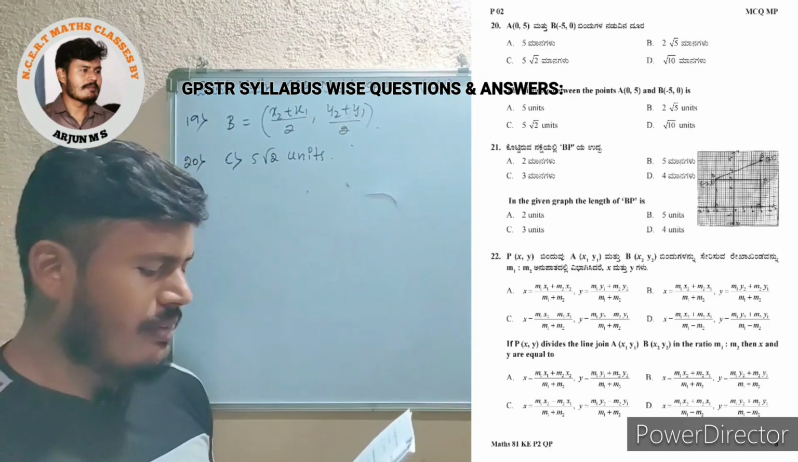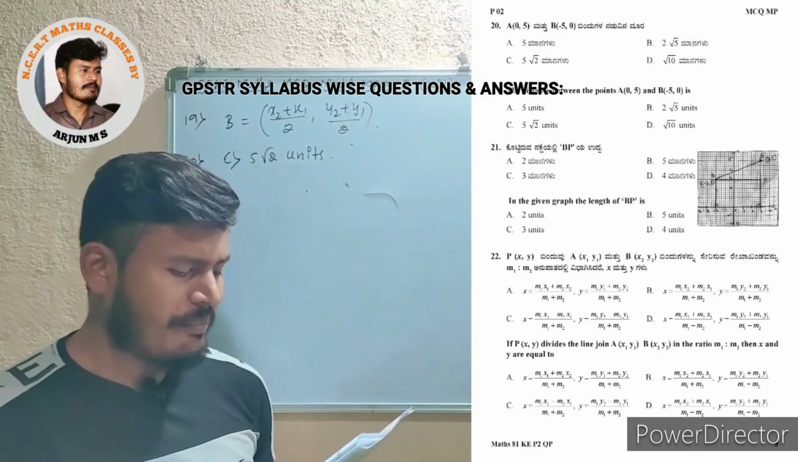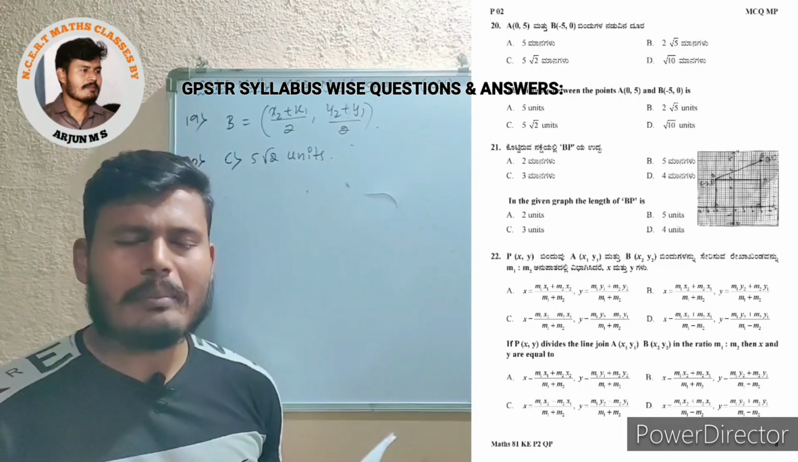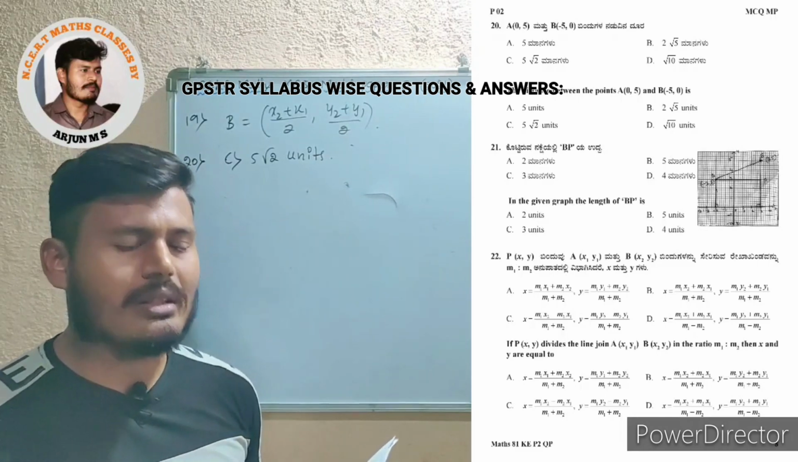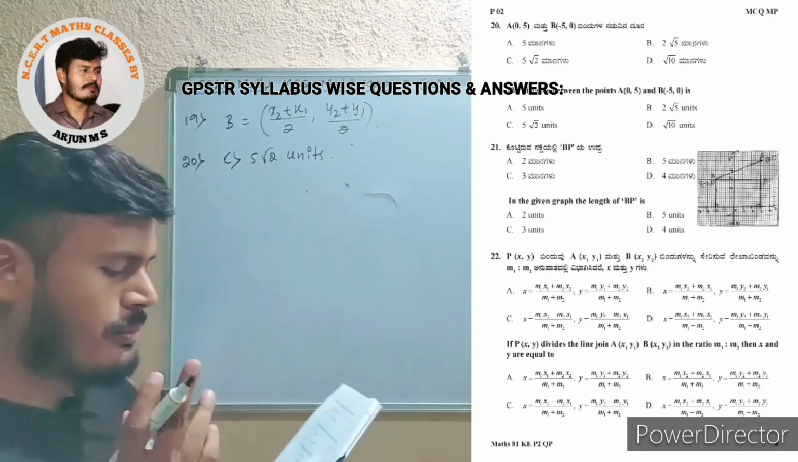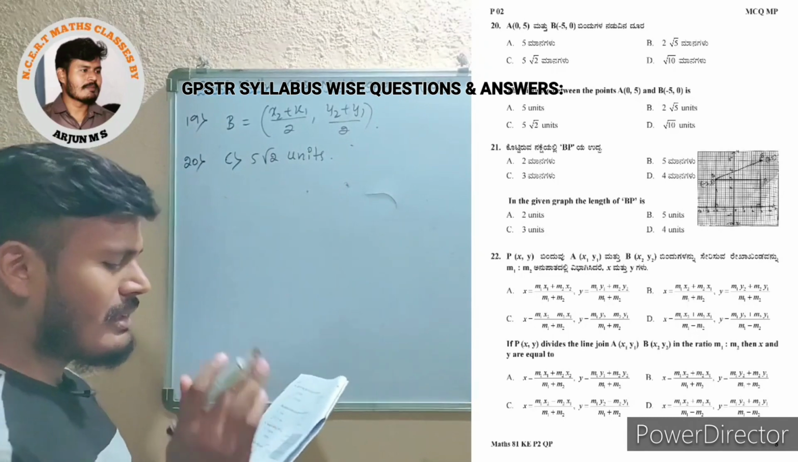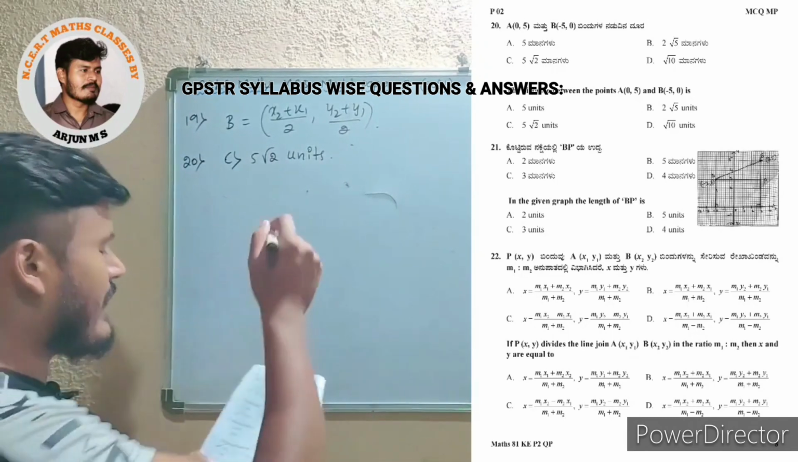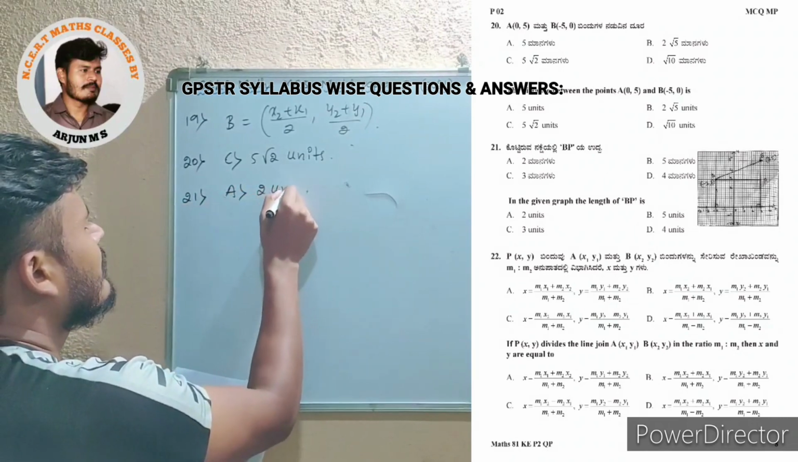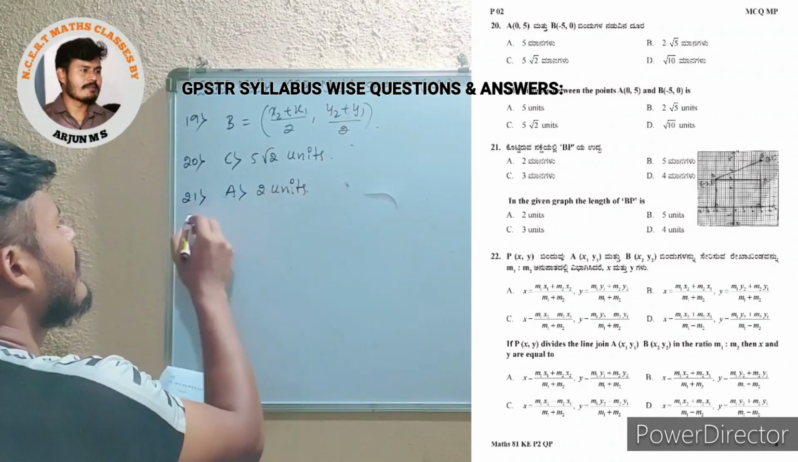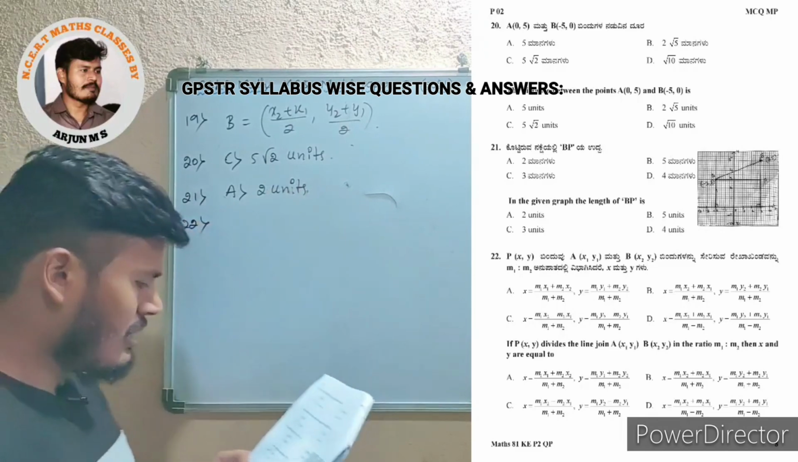In the given graph, you just observe the graph there. In the given graph, the length of BP; similar kinds of questions are there in this question paper also. Here the answer is 2 units. That's why the answer is option A, 2 units. So now we're moving on to the 22nd question.